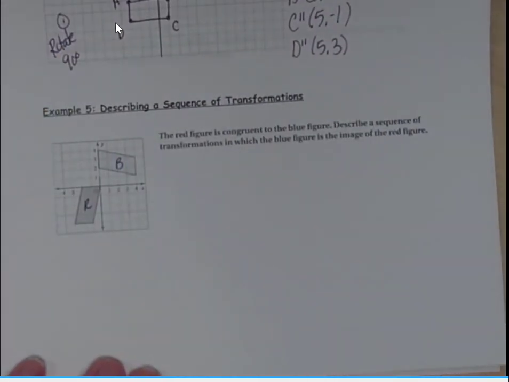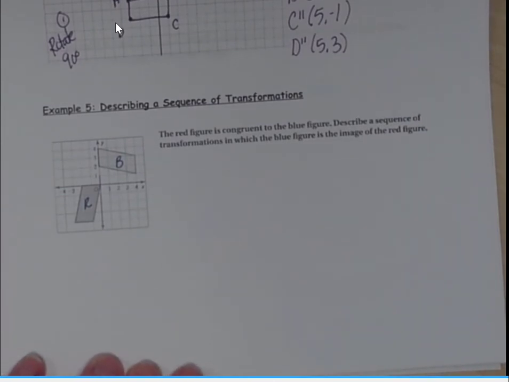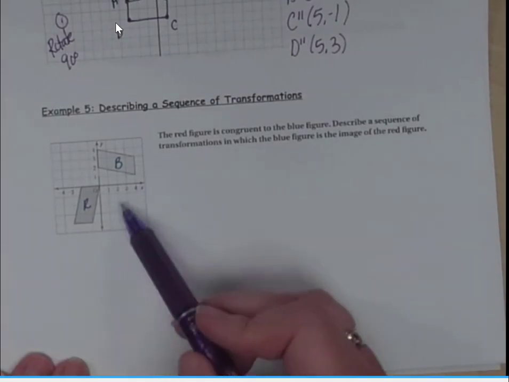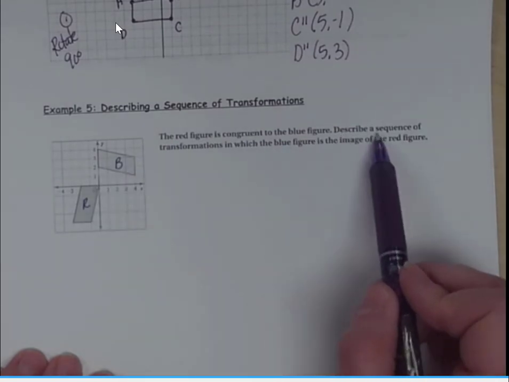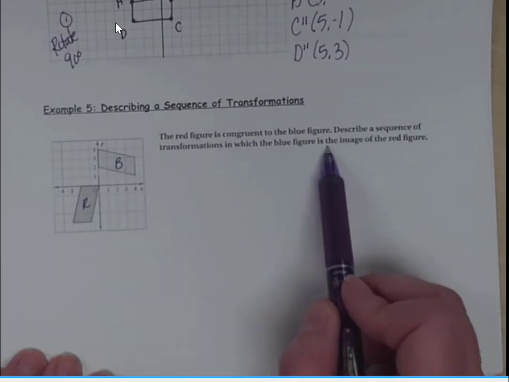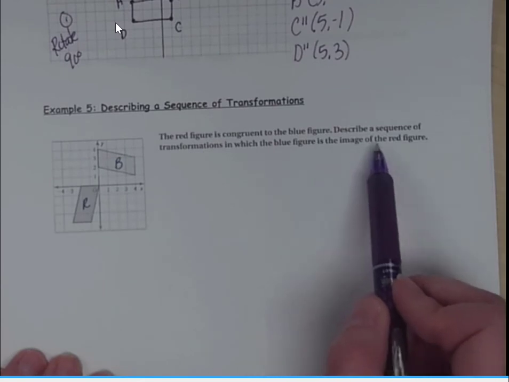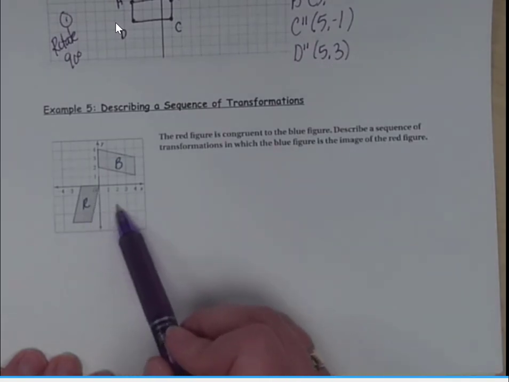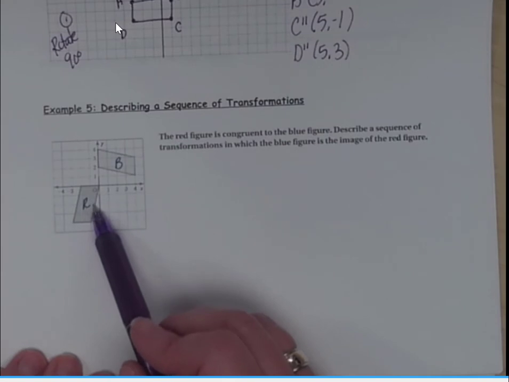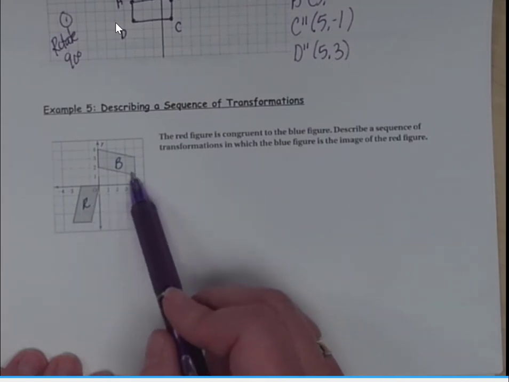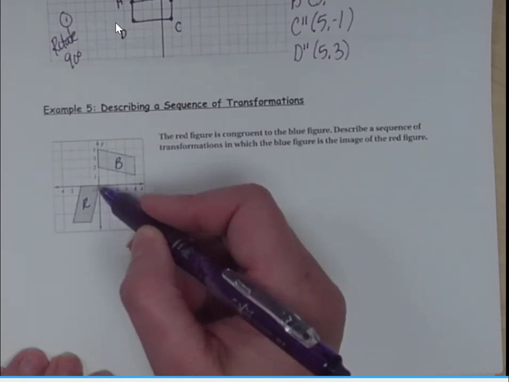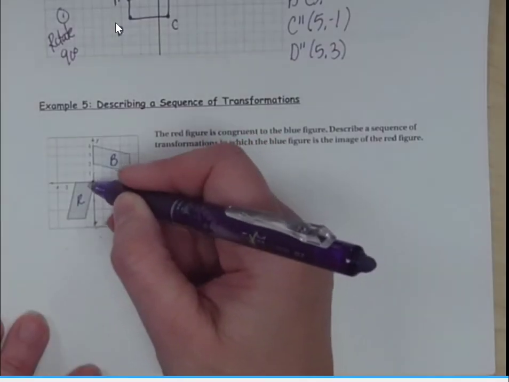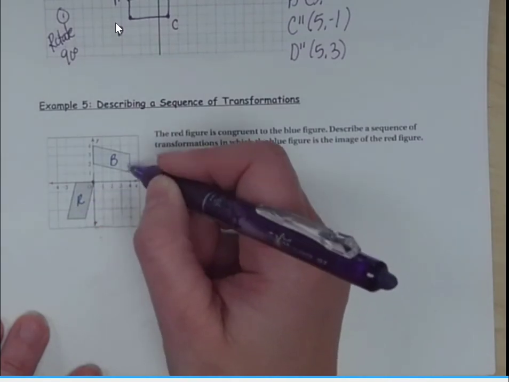So let's describe some sequences here. The thing is, there can be multiple answers here. The red figure, the one marked with the R, is congruent to the blue. Describe the sequence of transformations in which the blue figure is an image of the red figure. Well, lots going on here. I can definitely see some sort of rotation, then a slide here.